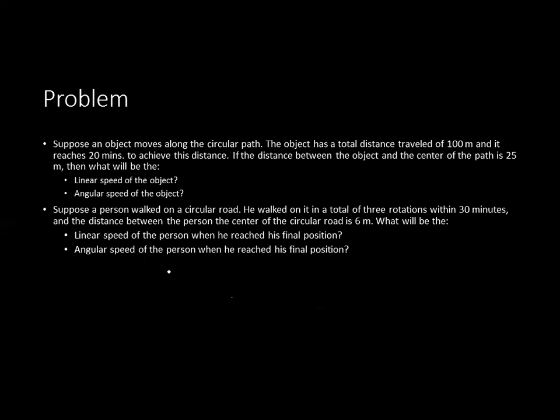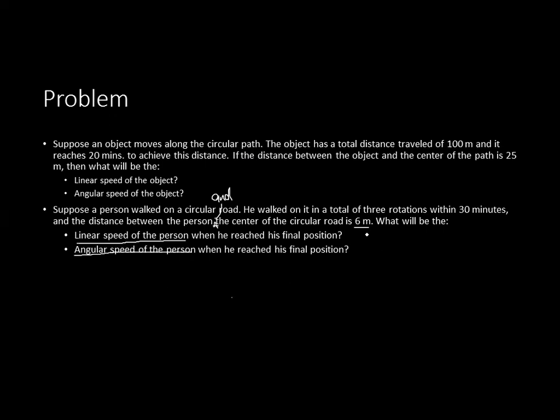Now let's proceed to the last problem. Suppose a person walked on a circular road. He walked on it a total of 3 rotations within 30 minutes. And the distance between the person and the center of the circular road is 6 meters. What will be the linear speed of the person when he reaches his final position, and the angular speed of the person when he reaches his final position?